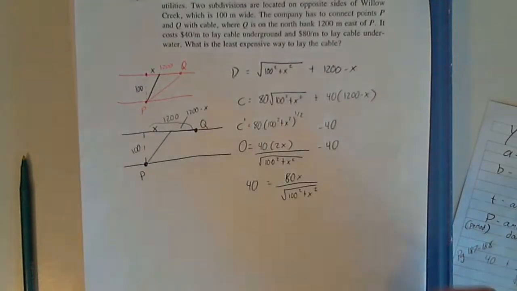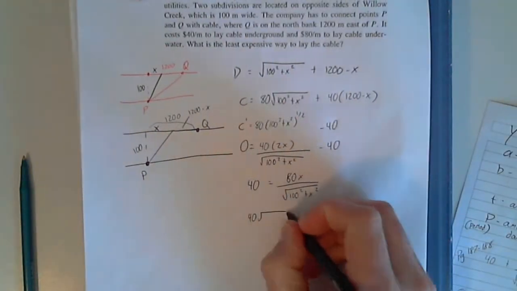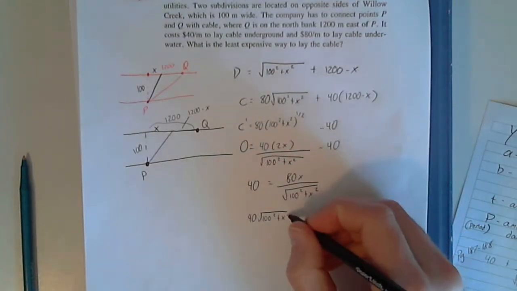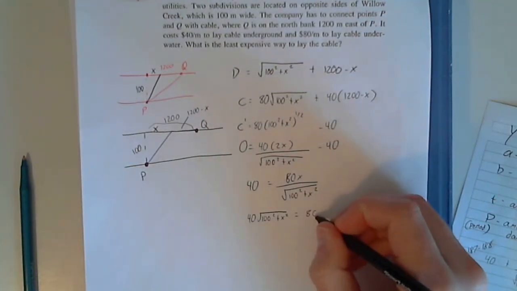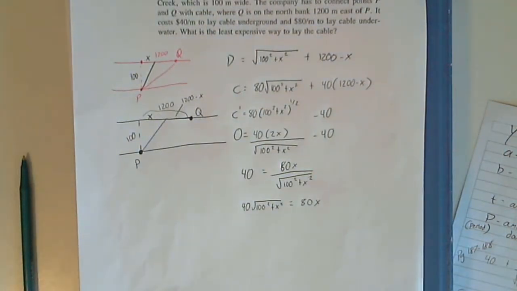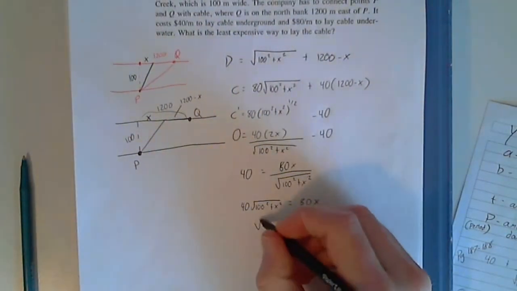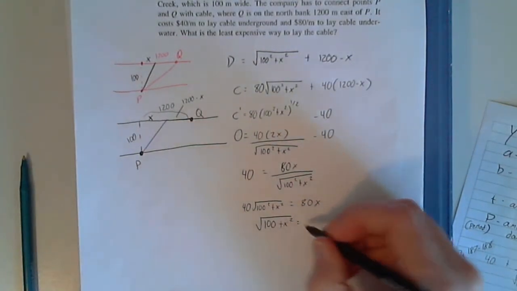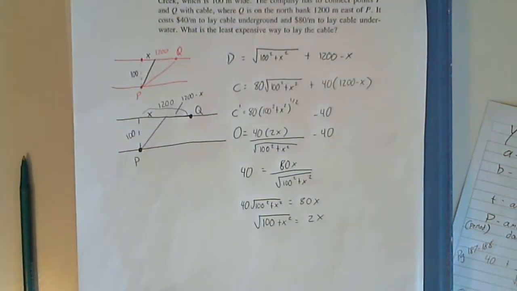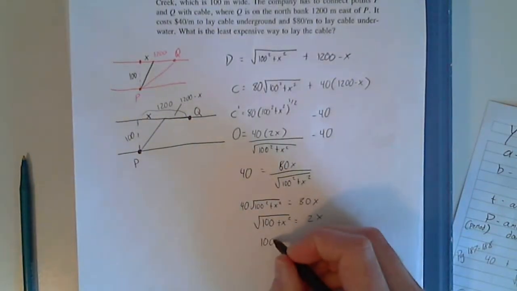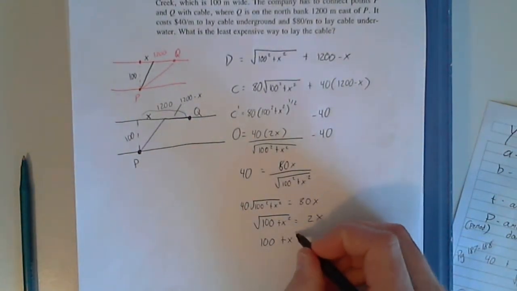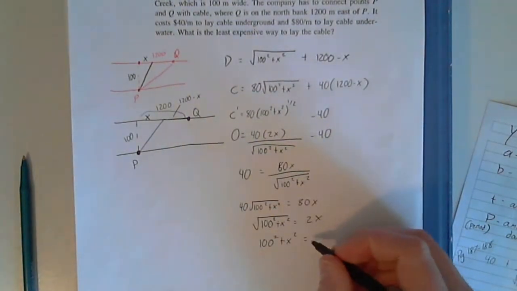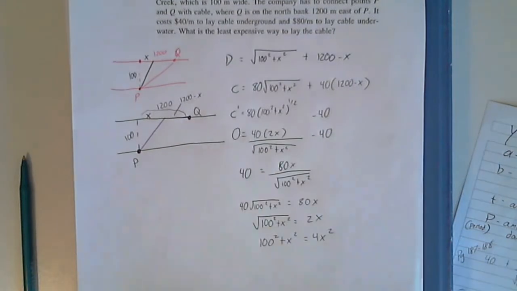We can move that guy up. So 40 times root of 100 squared plus x squared is equal to 80x. We can divide by 40. Root of 100 squared plus x squared is equal to 2x. We can square both sides. 100 squared plus x squared is equal to 4x squared.